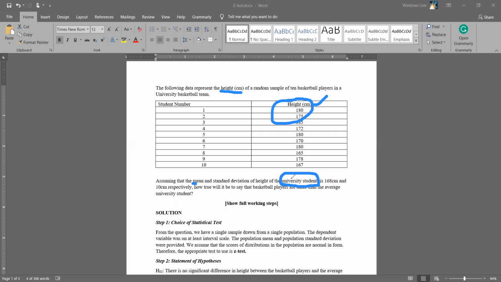So long as they've indicated university students beside the mean and standard deviation, that should signal to you that these details are for the population. So in situations whereby they had indicated the mean and standard deviation of height of the basketball players, then it should signal to us that they are talking about the sample. So it means the mean will be 168, then the standard deviation will be 10 centimeters because they indicated respectively.